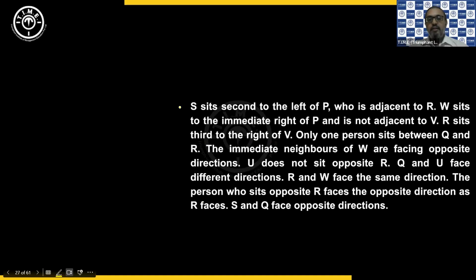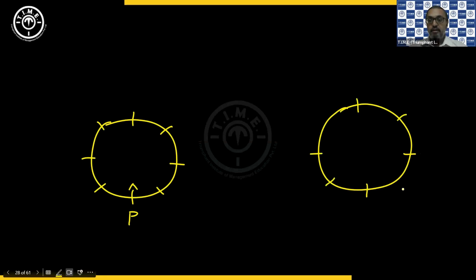Now, the first one says S sits second to the left of P, which means P is adjacent to R. Now, when he says left of P, I need to know the direction of P. Since the direction of P is unknown, in case 1, I will take P as facing the center. And in the second case, I will take P as facing away from the center. So these are going to be your two cases.